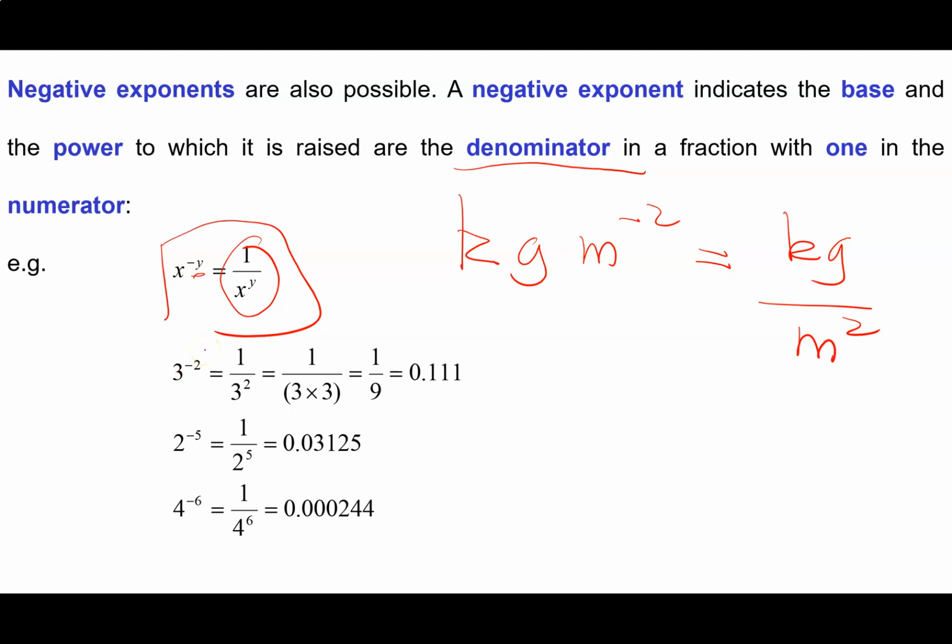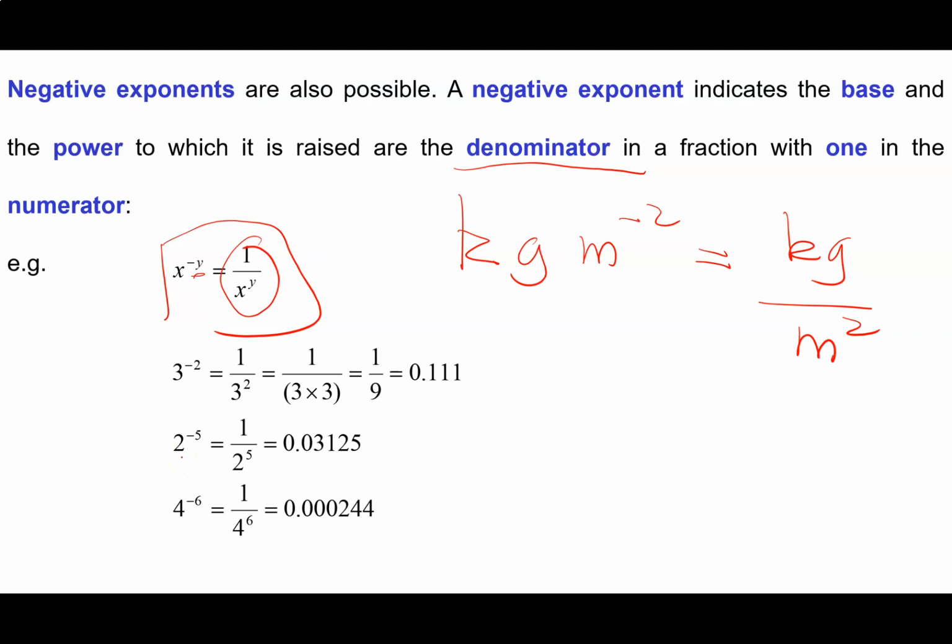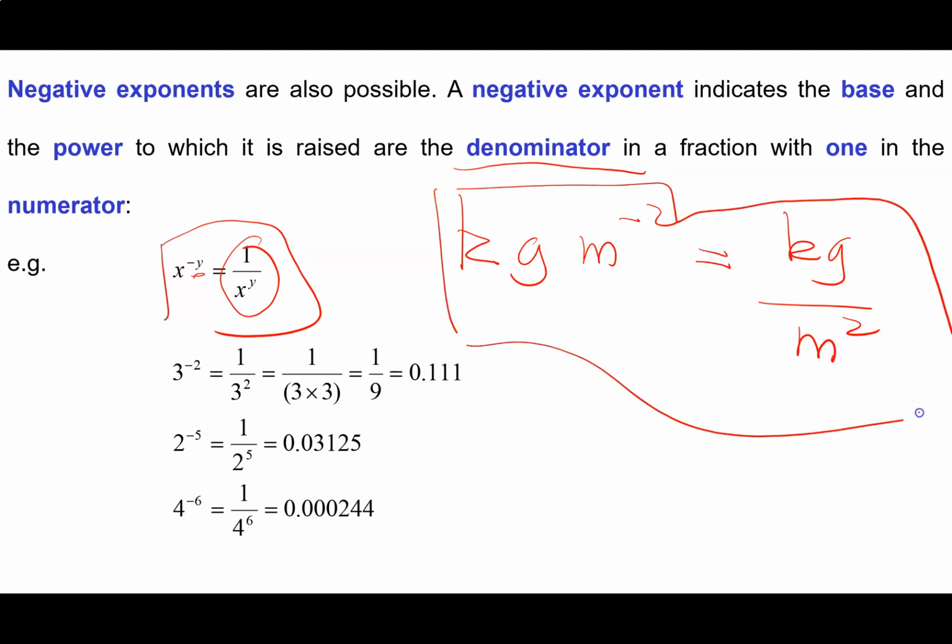So 3 to the minus 2 is exactly the same as 1 on 3 squared, right? 2 to the minus 5 is exactly the same as 1 on 2 to the power of 5, and so on. So this often comes in with the labeling of units. So speed is distance over time, and so this was meters over seconds, but it can equally as easily be written as meters seconds to the minus 1, because seconds to the 1 is on the bottom line there.